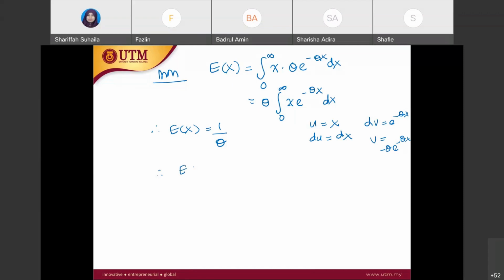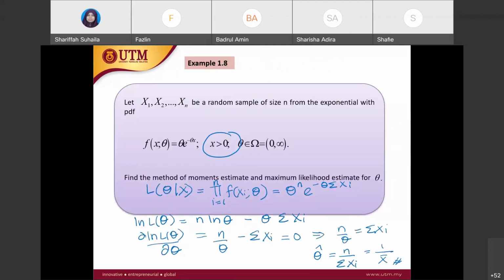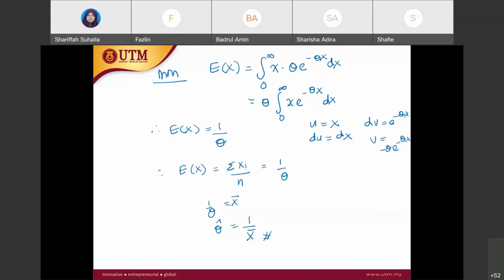So we know that if we use the method of moments, we equate it with summation xi over n, because there is only one parameter, so x to the power 1. So summation xi to the power 1 over n. So equate it with your theta expression. So in this case we have 1 over theta equals x bar. Okay, and then you get theta hat is 1 over x bar. Okay. So this is your parameter estimation. In this case, the value is the same whether we solve using MLE or the method of moments.